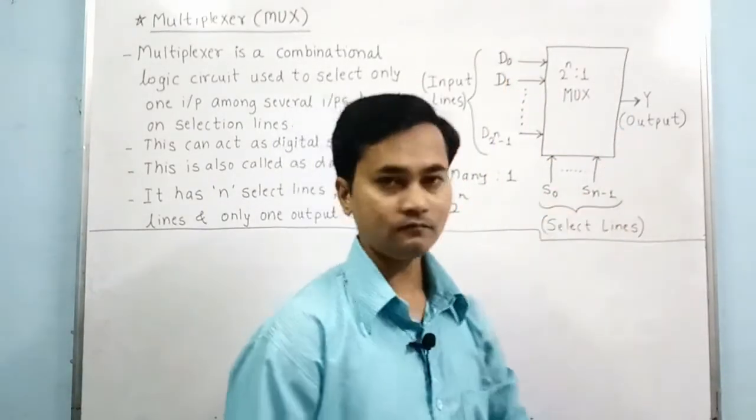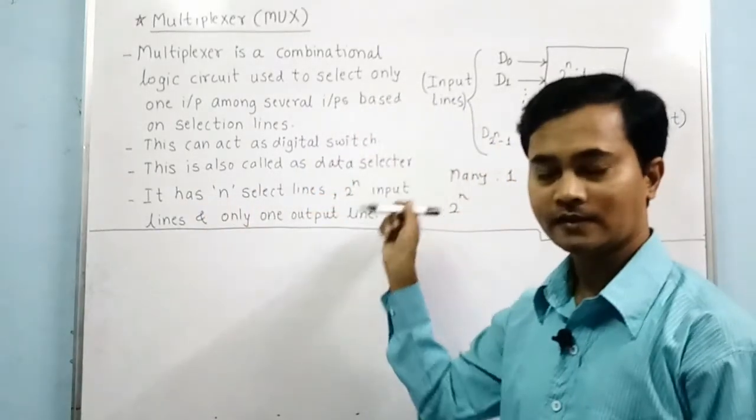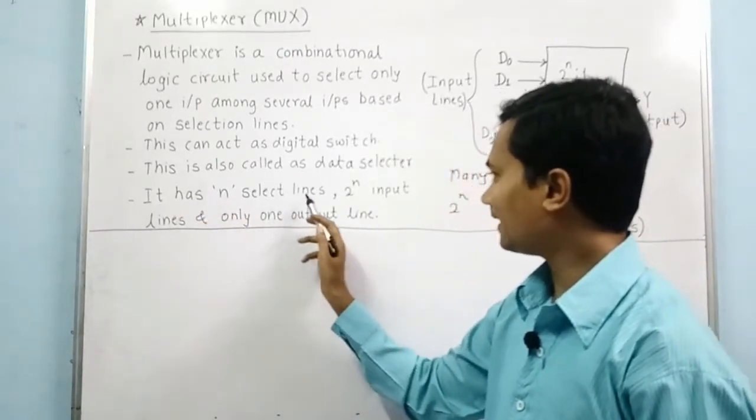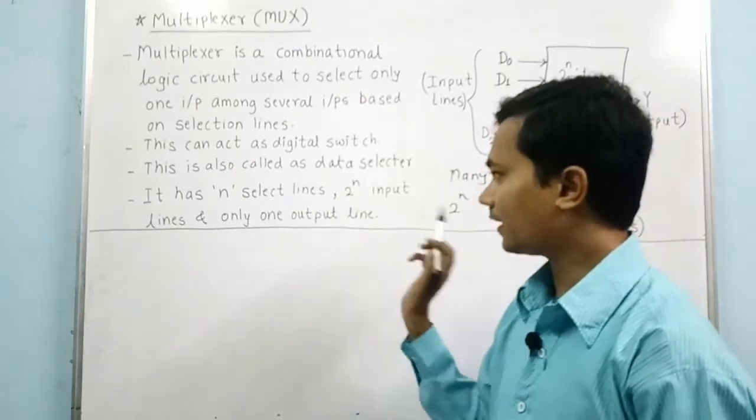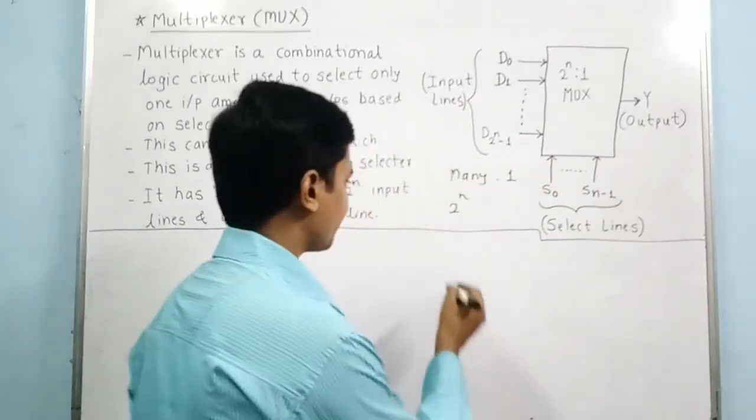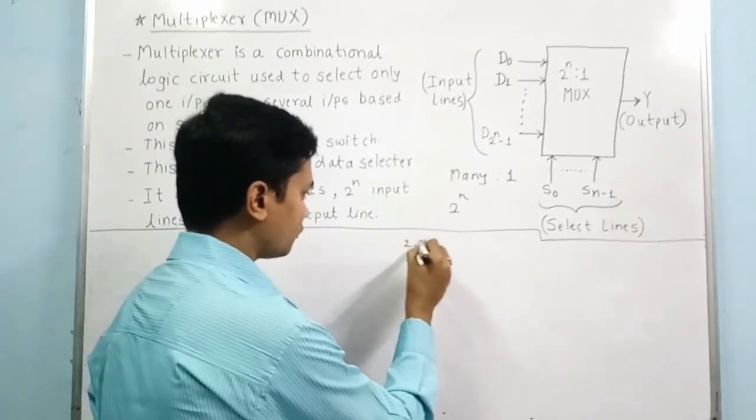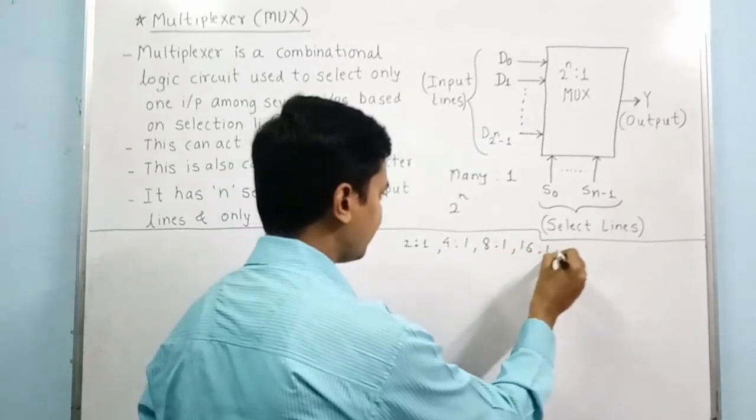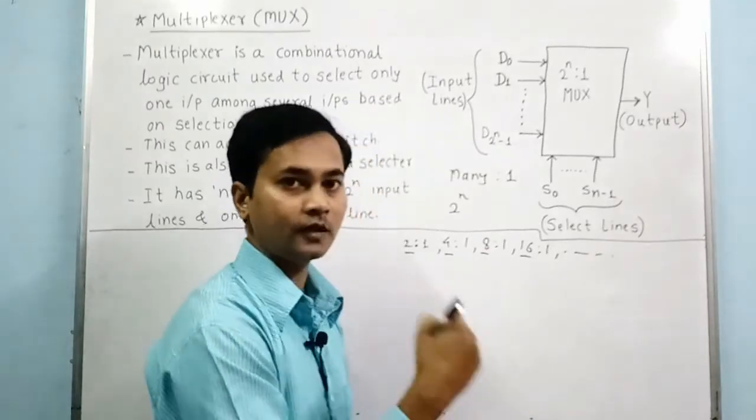Then the next one is, this is also called a data selector. So I just explained to you what a data selector is. It has n select lines and 2 raised to n input lines and only one output line. So you can have the multiplexer as 2 to 1, 4 to 1, 8 to 1, 16 to 1, and so on. So all these numbers of inputs are in multiples of 2 raised to n.